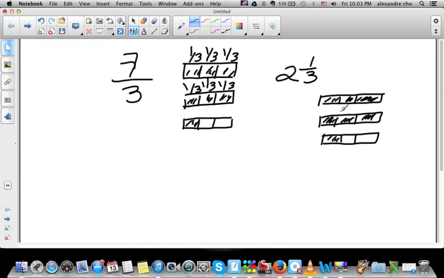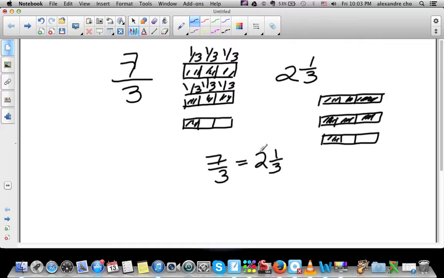You can notice that it's the same. So 7/3 and 2 1/3 is exactly the same. How are they related? They are equal to each other. One is an improper fraction, the other one is a mixed number, and you can tell that they are equal to each other.